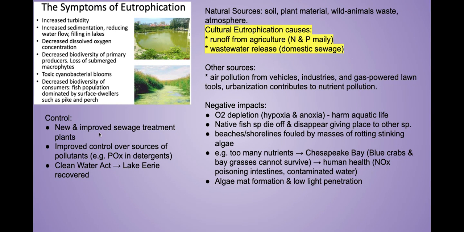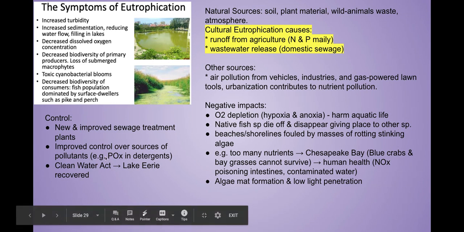Control. How can we prevent eutrophication? With new and improved sewage treatment plants, and improved control over sources of pollutants, like for example, the amount of phosphates in detergent. And the Clean Water Act was actually one solution that took place, and it was helpful in the cleaning of Lake Erie. So that lake was recovered.